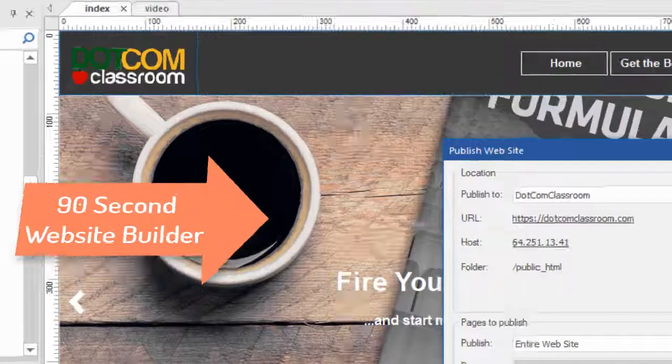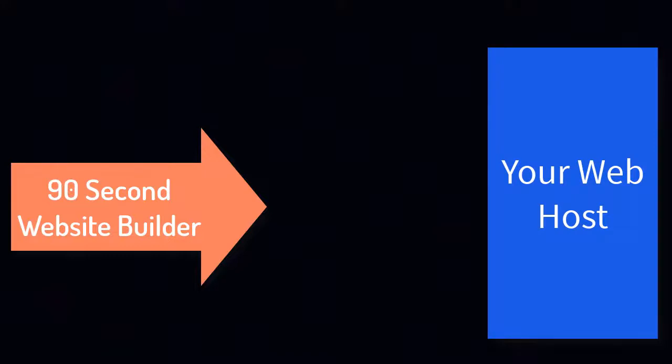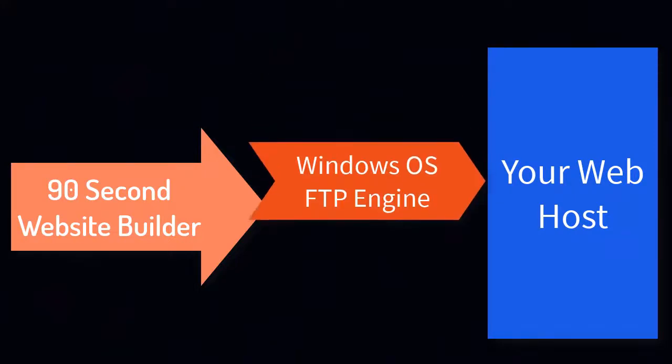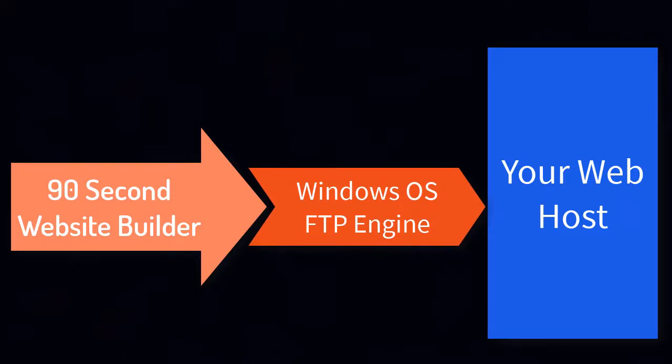And here's why. When 90 Second Website Builder generates your website files and then sends them to your web host, it has to go through your Windows operating system, which contains an FTP engine. Without getting into all of the technical details, what's happening is your Windows operating system is allowing 90 Second Website Builder to transfer files to your host.